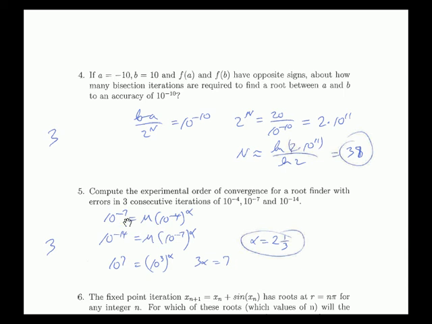What's the experimental order? Well, this error is assumed to be m times this error to the alpha. This error is assumed to be m times this error to the alpha. And you're interested in alpha. You could solve for m also, but you don't care much about m. You're interested in alpha because they ask for alpha. And so you just divide the two equations to get rid of the m, and then take logarithms. Well, you don't even need to take logarithms in this case because 10 to the 3 alpha is equal to 10 to the 7th, therefore 3 alpha equals 7, therefore alpha is 7/3.